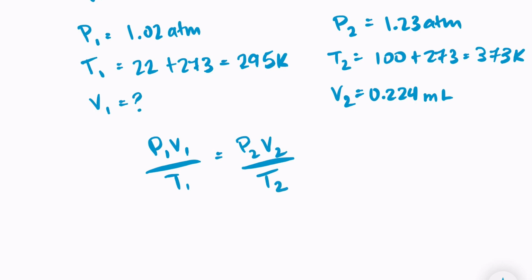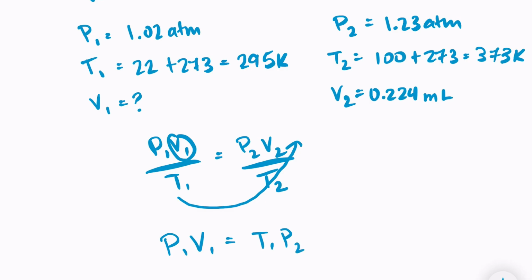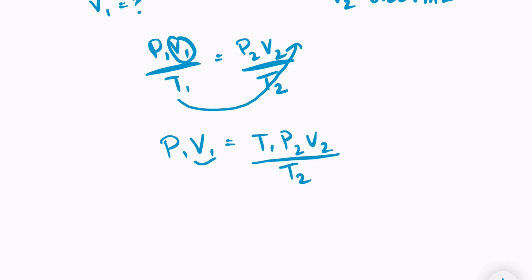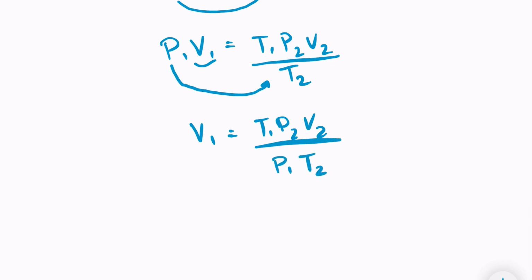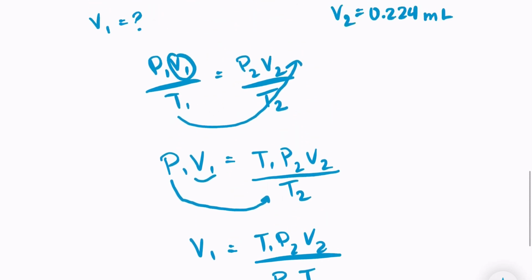And we are solving for V1. So to get that by itself, I need to multiply T1 over to the other side. So I have P1 V1 equals T1 P2 V2 over T2. And then to get V1 by itself, the last thing I have to do is divide by P1. So V1 is equal to T1 P2 V2 over P1 T2. So now we can just plug in our numbers.